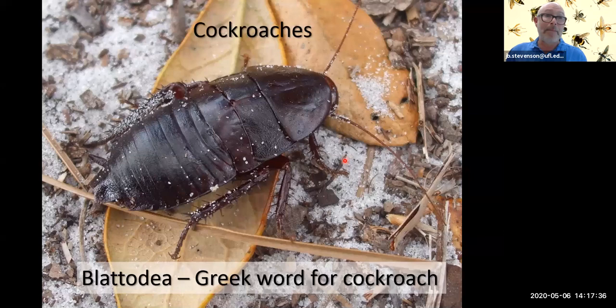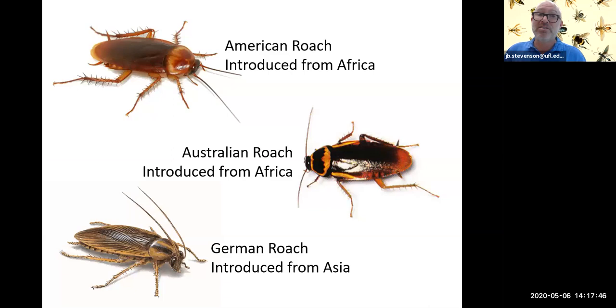These are not a pest species. These are a native species, our palmetto bugs. They're large and they're creepy, but they don't get in our houses. We have some non-native pest species: the American roach, which is African, the Australian roach, which is also African, and the German roach, from Asia. These are pest species that have made themselves quite at home around human habitation.